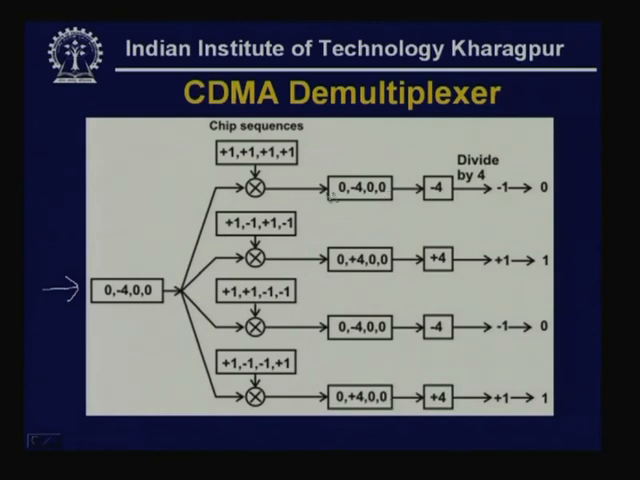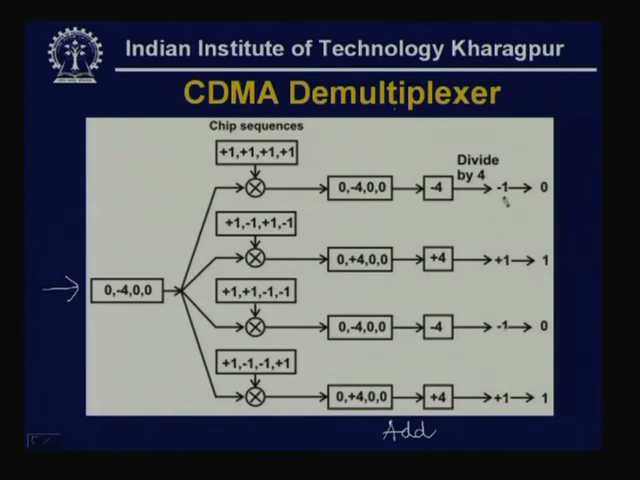Now, you have to perform the addition. Here you are doing addition. So, if you add, then you get minus 4. Here if you add all the 4, you get plus 4. Here if you add, it becomes minus 4. If you add 0 plus 4 0 0, you get plus 4. Then you divide by 4 because you have got the total number of channels, 4. Then you get minus 1 here, plus 1 here, minus 1 here, plus 1 here. So, after dividing by 4, you get plus 1 minus 1 plus 1 minus 1 plus 1.